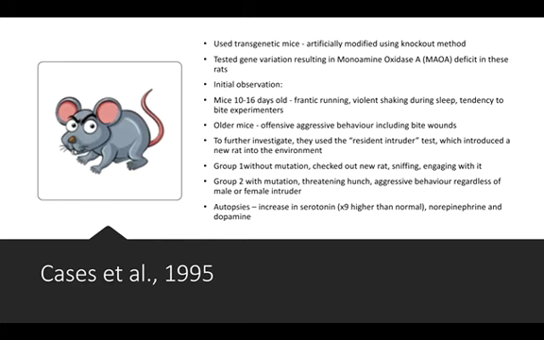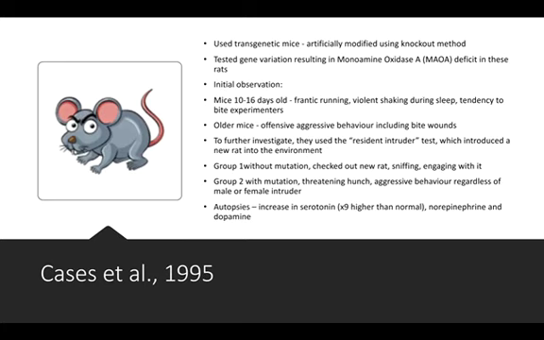So when they observed the normal mice, they found that these mice merely went and checked out the new mouse that had been introduced into the cage. They would sniff them and then they would engage with the new mouse. On the other hand, the mice with the variation would react in a very threatening hunch, and they would also be very aggressive towards the new mouse that had been introduced into the cage.